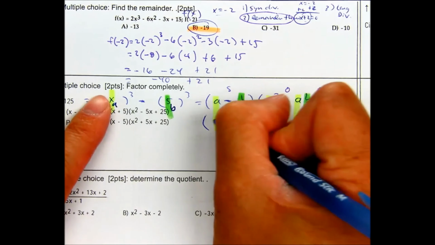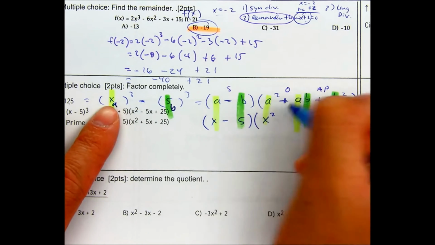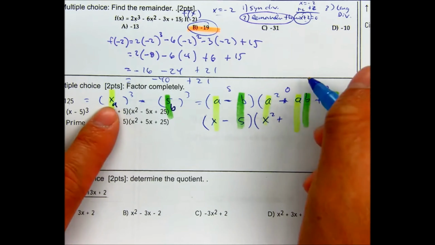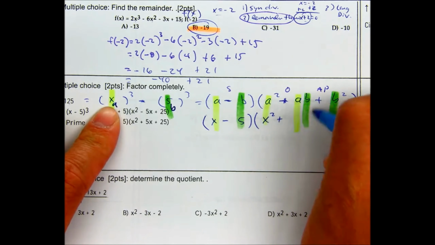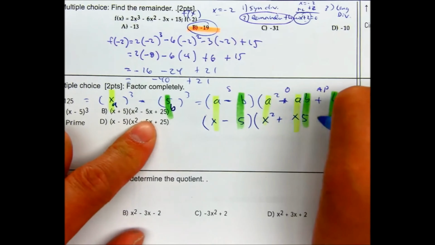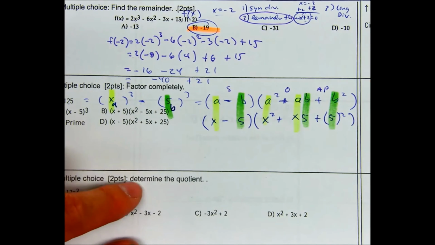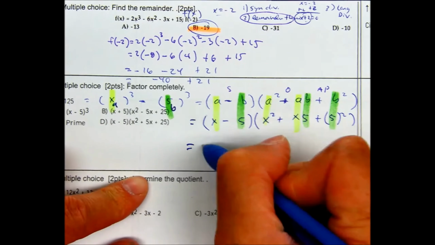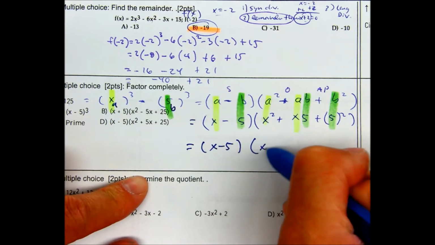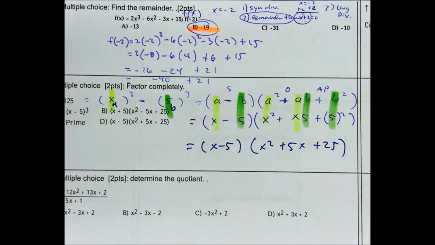So this will become x minus 5. This will be x squared plus x times 5. Notice how the 5 here is not negative. And this B value is going to be squared, so I'm going to put it in parentheses or another bracket if you want to. That would be 5 squared. So I'm going to have x minus 5, x squared plus 5x plus 25. And that'll be choice D.